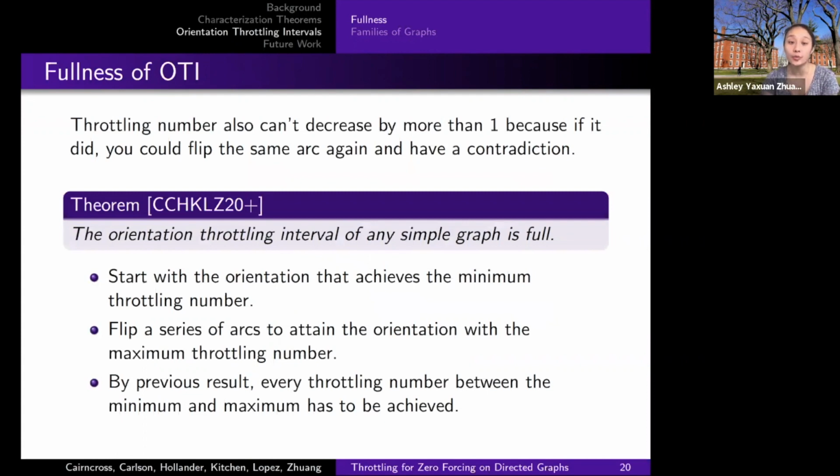And since the throttling number can't increase by more than 1 when we flip an arc, it also can't decrease by more than 1, because if it did so, then you could just flip that same arc again, and it would be increasing by more than 1, and hence we would have a contradiction.